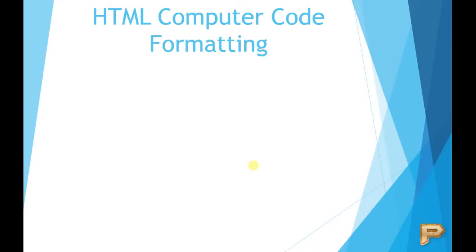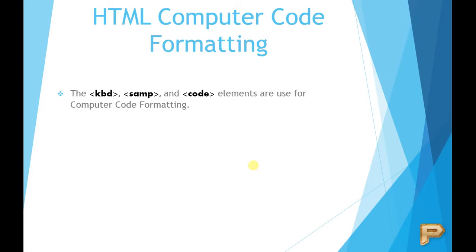In this tutorial of the HTML video series, we will learn about HTML computer code formatting. Now we'll try to understand what computer code formatting says. The KBD, SAMP and CODE tags. These are three tags.